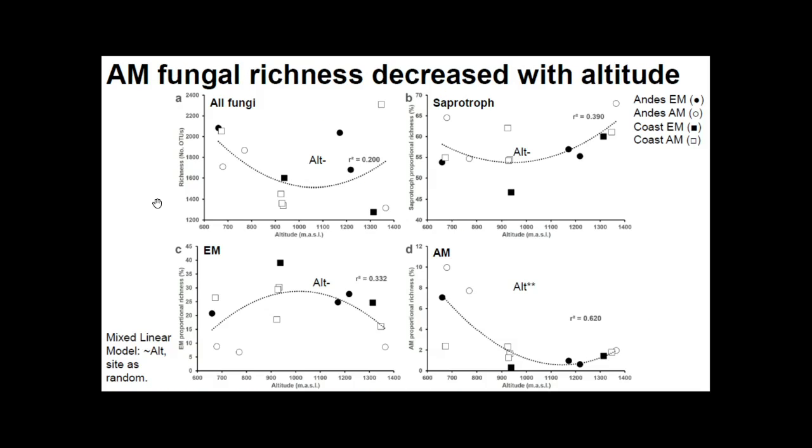We can also test the effect of altitude, because we have an altitudinal gradient from around 600 meters above sea level to 1,400. This is in southern Chile, at 40 degrees south, so this is quite high over there. This is the tree line, basically. There is no effect in all fungi, in saprotrophic and in ectomycorrhiza, but just in arbuscular mycorrhiza. There is a significant decrease of arbuscular mycorrhiza fungal richness when you increase altitude.